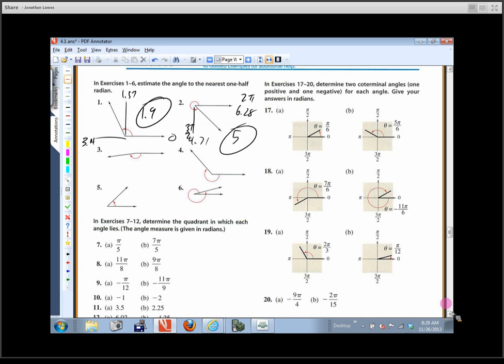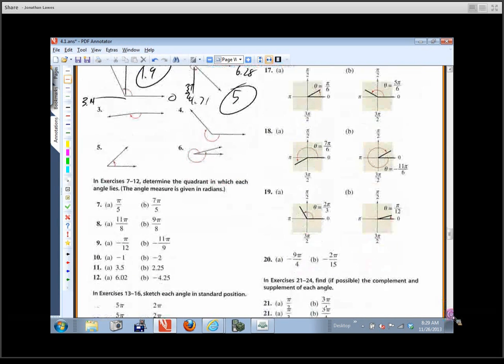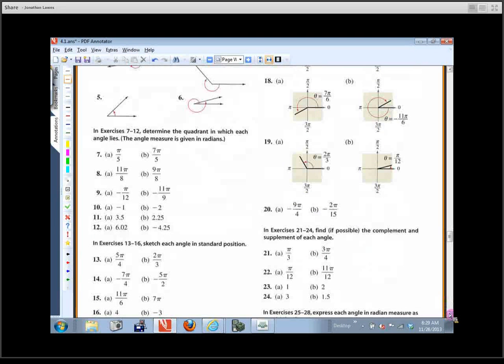Okay, let's look ahead here. Let's look at number 9. Some of these problems, again, it's just familiarity. Okay, hopefully these are pretty easy. It says determine the quadrant in which each angle lies. So on number 9, negative pi twelfths. So stop and think about what that would look like. Negative pi twelfths. First of all, we're not going in the counterclockwise direction. We're going in the clockwise direction. Okay? And if it helps, put a 1 right there.